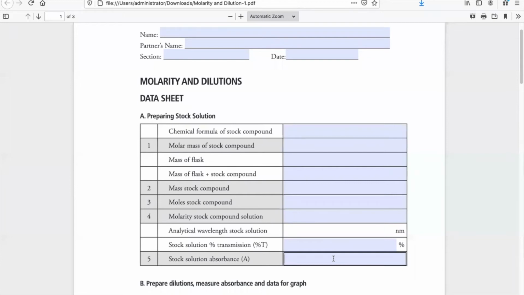Is there any question on part A, preparing the stock solution? If there's no question, let me just stop sharing and see if someone has a question on the chat.